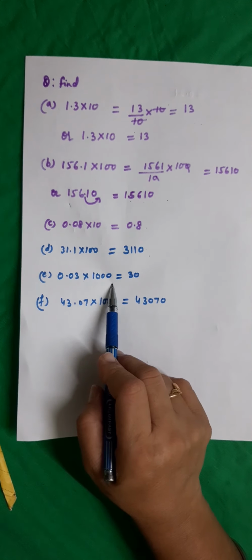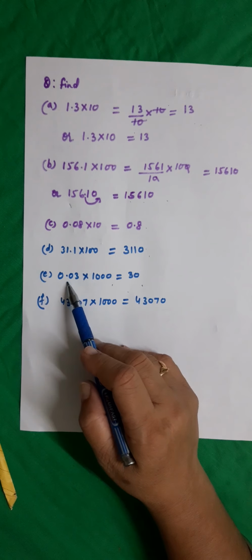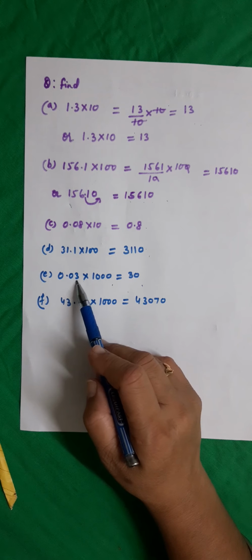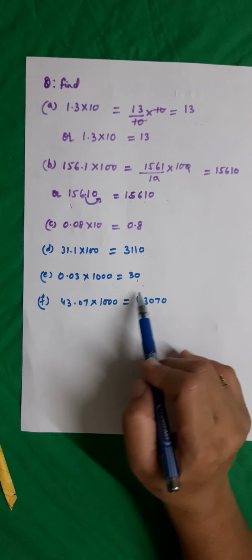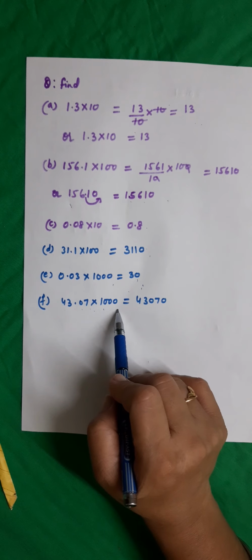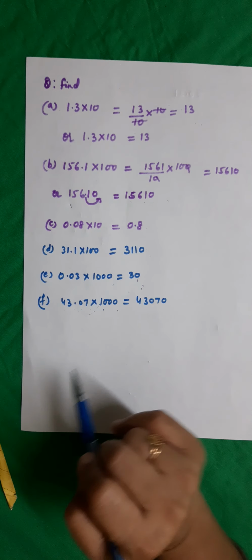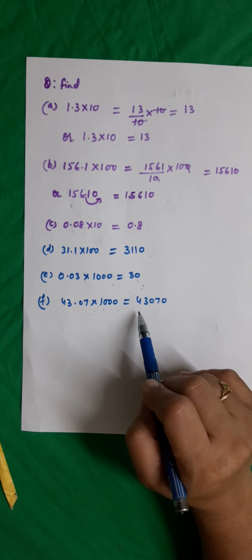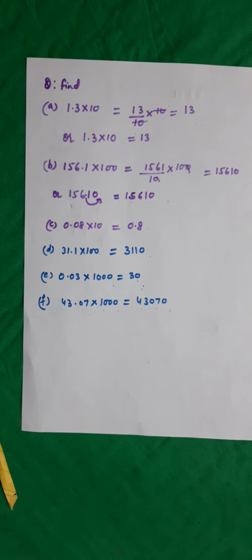0.03 into 1000 is equal to 30. Why? Because the decimal will move 3 places here. 1, 2 and the third will be created with 0. So 30 is the answer. 43.07 into 1000. Again the decimal has to move 3 places. So I will create 1 more place here by putting 0. So the answer is 43070.